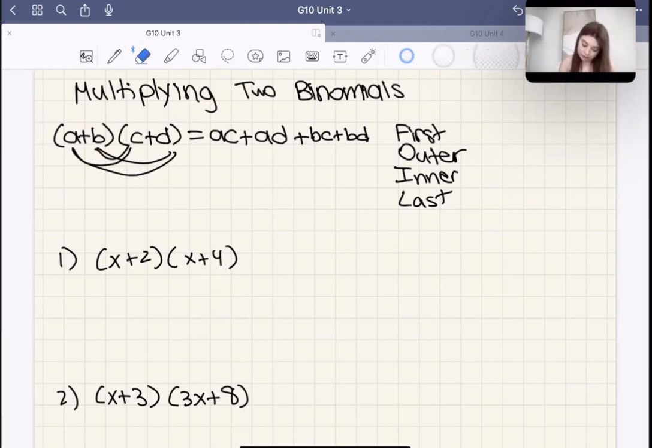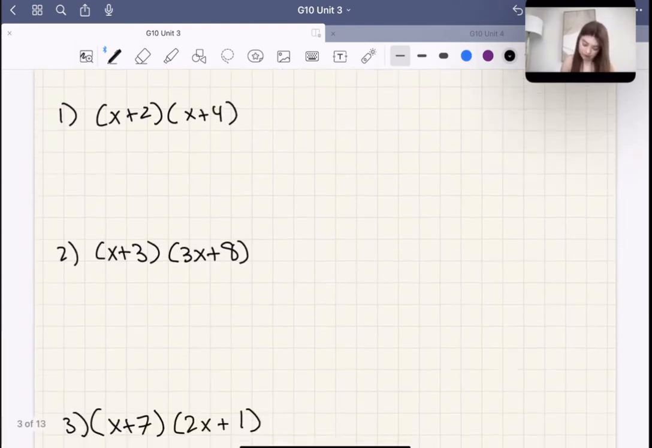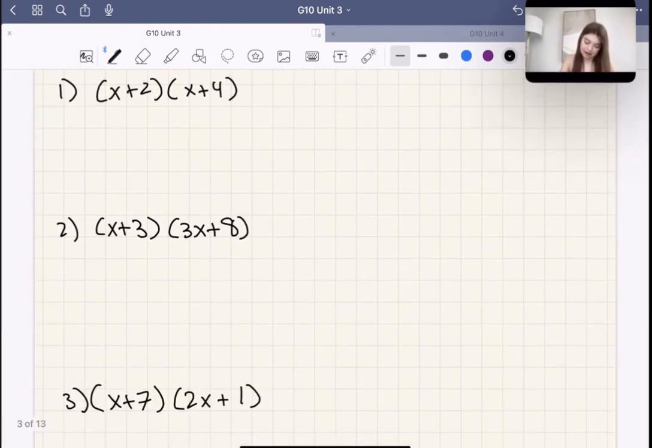So I'm going to go through some examples with some quadratics, and we'll get into what quadratics are in the future, because this whole unit is all about quadratics. But regardless, let's go ahead and get into this.